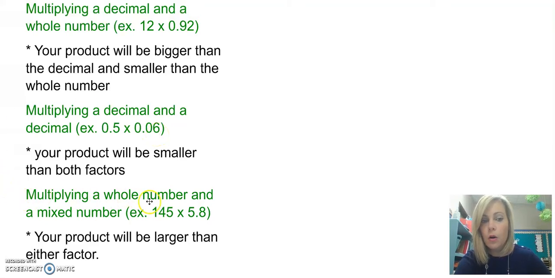When you're multiplying a whole number and a mixed number, so we've got 145 as our whole number, by a mixed number of 5 and 8/10ths, then your product is going to be larger than both. So you're doing 145 5 times, and then you're doing 145 8/10ths times. So your product is definitely going to be larger than both of those numbers. All right, so let's get to our next slide here.